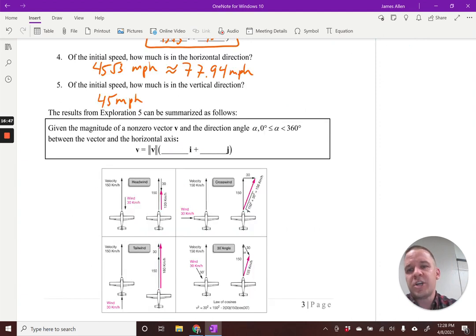Helps. So let's generalize this here. Given the magnitude of a non-zero vector v, and the direction alpha being between 0 and 360 off of the horizontal axis, right? That's important because sometimes when we get to navigation, we'll start from the north of the compass. So we have to pay attention to those things. Not that important right now, but once we get to compass, it will be. Then I would have my magnitude times cosine of alpha i plus sine of alpha j. So there's our general form. Excellent. Wonderful.